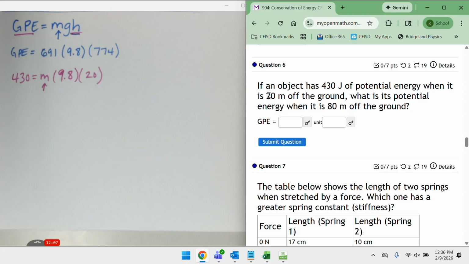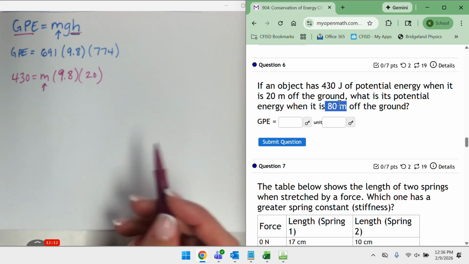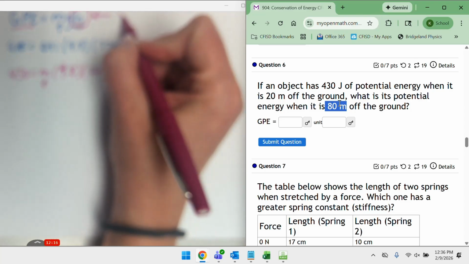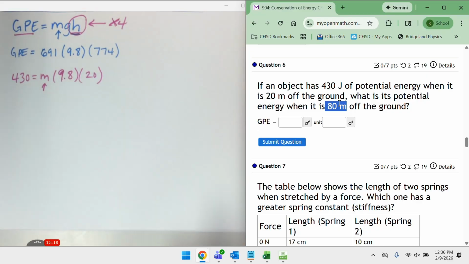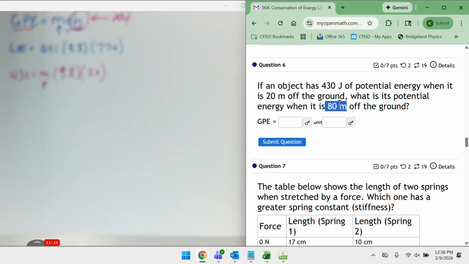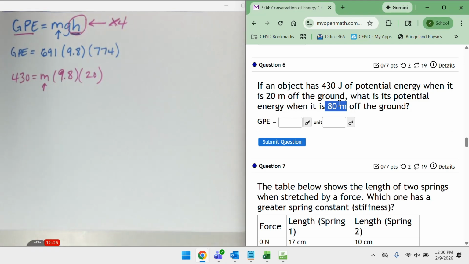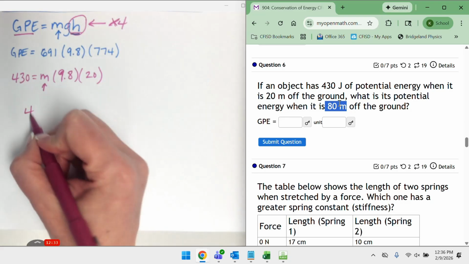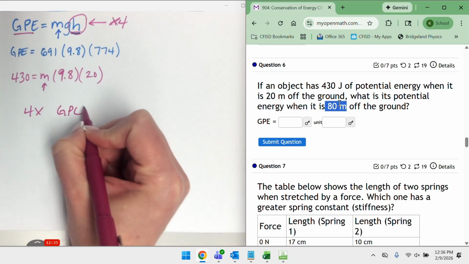They're telling you it was 20 meters off the ground and now it's 80. And so what they have done is they have increased the height by a factor of 4. So the height is now 4 times more. And so that's the question. If you increase height by a factor of 4, what happens to gravitational potential energy? And height and GPE have a directly proportional relationship. So when you have 4 times the height, you should have 4 times the GPE.